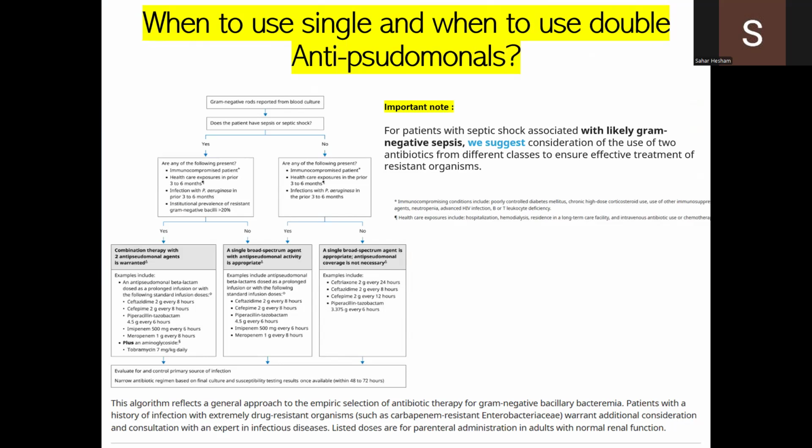In order also to clarify which patients are considered immunocompromised hosts, those are patients who have poorly controlled diabetes, chronic high-dose glucocorticoids, those who are using immunosuppressant agents, neutropenic patients, advanced HIV infection, and those who have B or T lymphocyte deficiency.